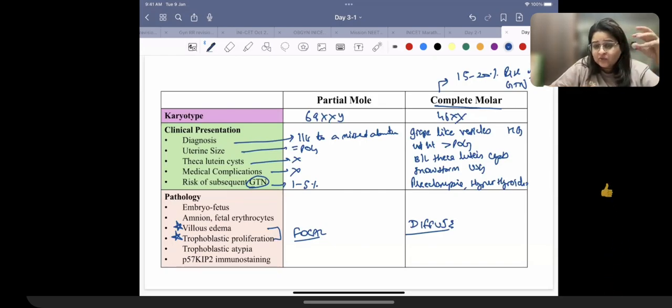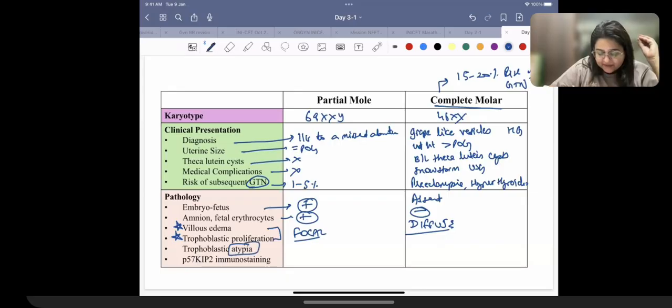If a partial mole goes on till the second trimester, sometimes fetal parts will form. So they are present here, and absent there. Also, fetal RBCs can be present here. Here they are absent. Trophoblastic atypia: atypical trophoblastic cells are present in a complete mole, not in a partial mole.